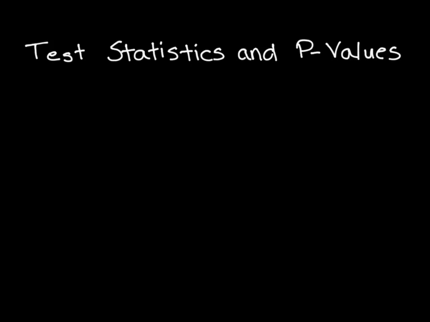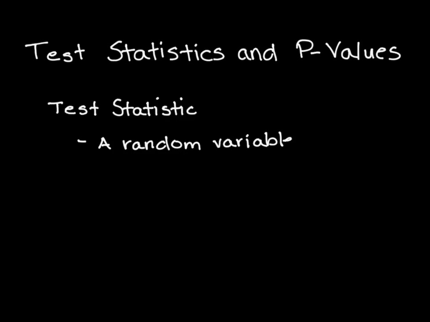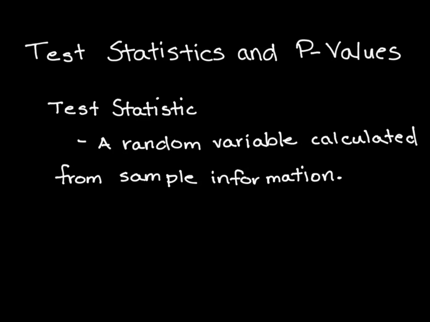In this video, I'm going to talk about how to find test statistics and p-values. So first of all, a test statistic is a random variable that is calculated from sample information given in a problem. So we're going to compare this sample information to our null hypothesis and alternative hypothesis to see what we can conclude about the parameter that we're testing.